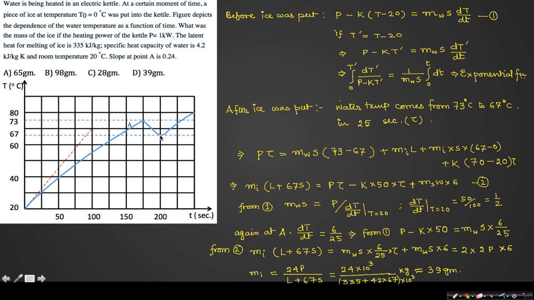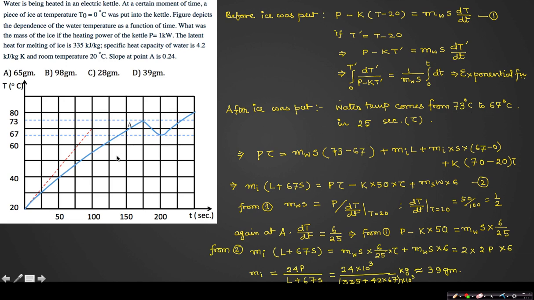67 degrees Celsius. After that, you can see that this graph again comes back, and it again goes on increasing the temperature. So I have written here that after ice was put, water temperature comes from 73 to 67 degrees Celsius. And how much is the time interval? It is definitely 25 seconds. So in 25 seconds, water temperature comes from 73 to 67.